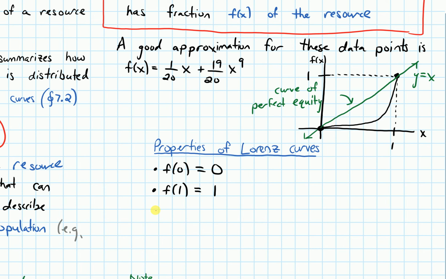Other things that have to be true: the domain and the range both describe percentages. The domain describes a percentage of the population, and the range describes a percentage of the resource. And percentages need to be between 0 and 100, so as decimals, they need to be between 0 and 1. So the domain and range are both the closed interval from 0 to 1. And it'll turn out that f, a Lorenz curve, will be increasing.